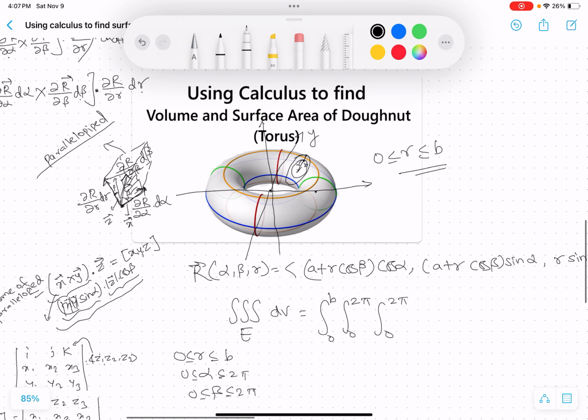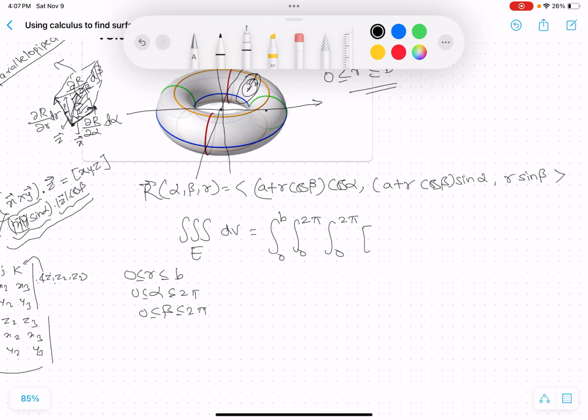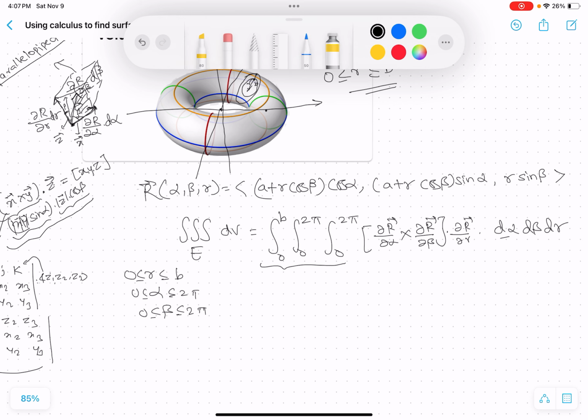is just partial change in r due to alpha cross r due to beta dotted with r due to small r, right, times dr. Again, this order needs to match with the order of limits, so this should be d alpha d beta dr, just to match the limits. But I think normally people don't write it this way, so let me go with the normal convention.